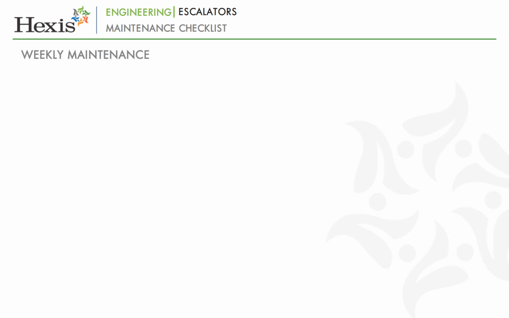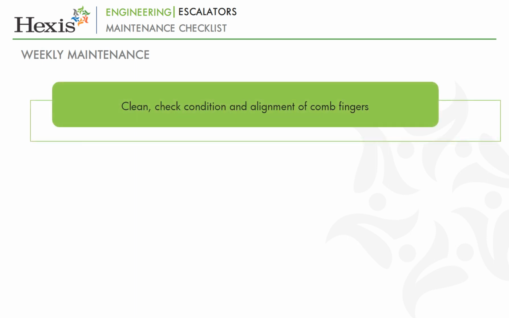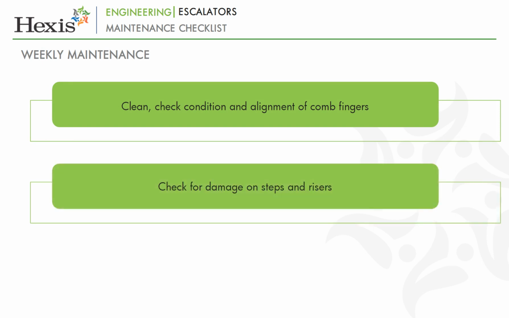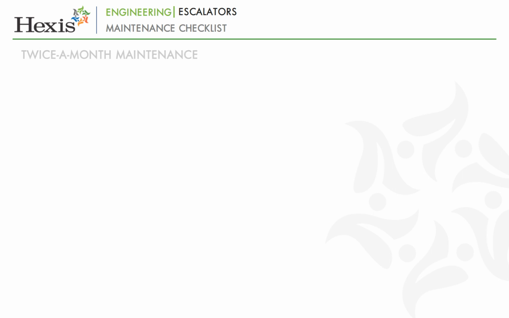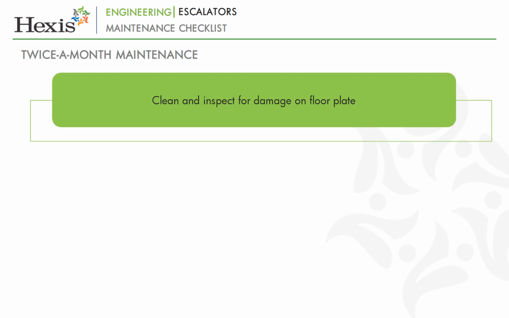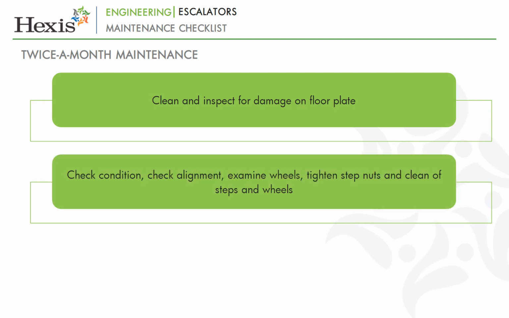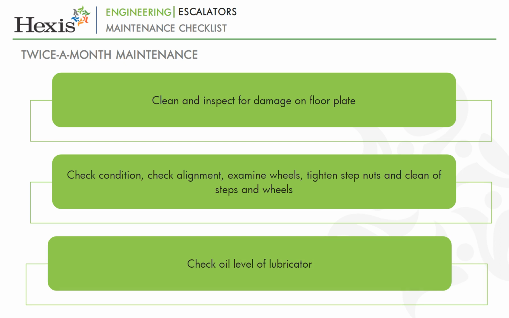The maintenance activities that need to be performed weekly are: clean, check condition and alignment of comb fingers, check for damage on steps and risers, clean plate and gap. The maintenance activities that need to be performed twice a month are: clean and inspect for damage on floor plate, check condition, check alignment, examine wheels, tighten step nuts and clean off steps and wheels. Check oil level of lubricator.